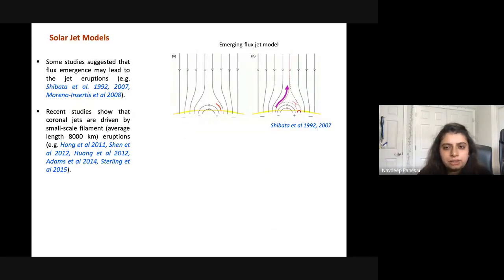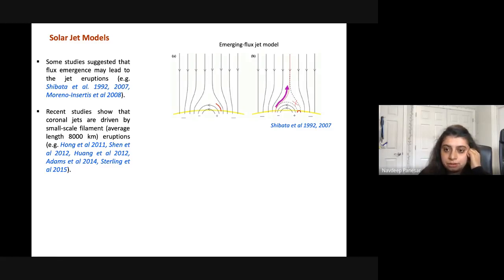There are two main jet ideas. The one is the emerging flux jet model. In this one, authors assume there is a dominant negative field in the background. An emerging dipole enters the dominant polarity region, this one, and the minority side of this emerging dipole reconnects with the neighboring oppositely directed open field line at this location. This reconnection is known as interchange reconnection or external reconnection.